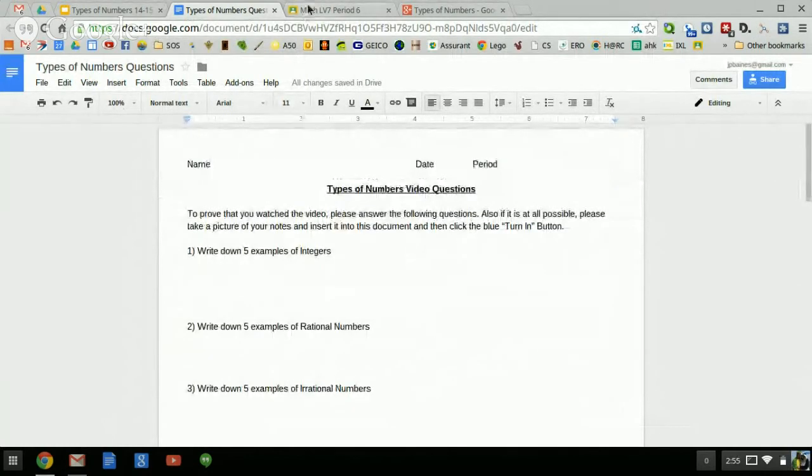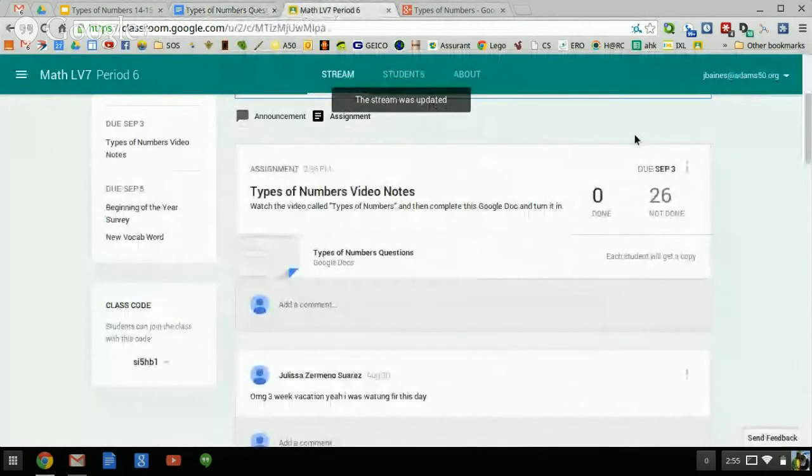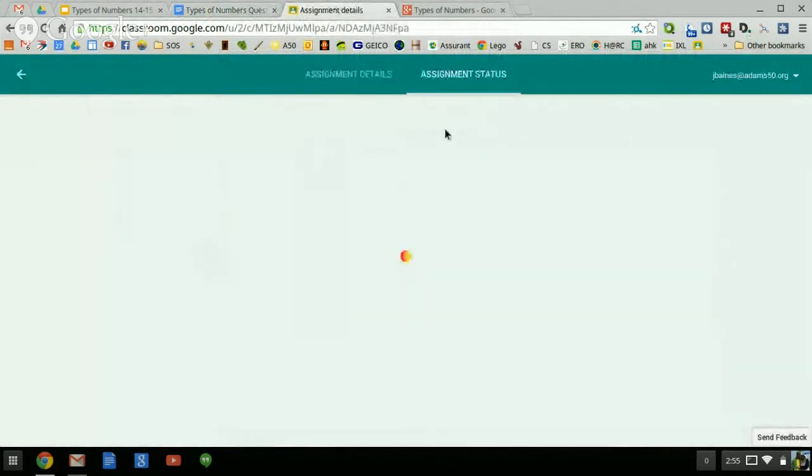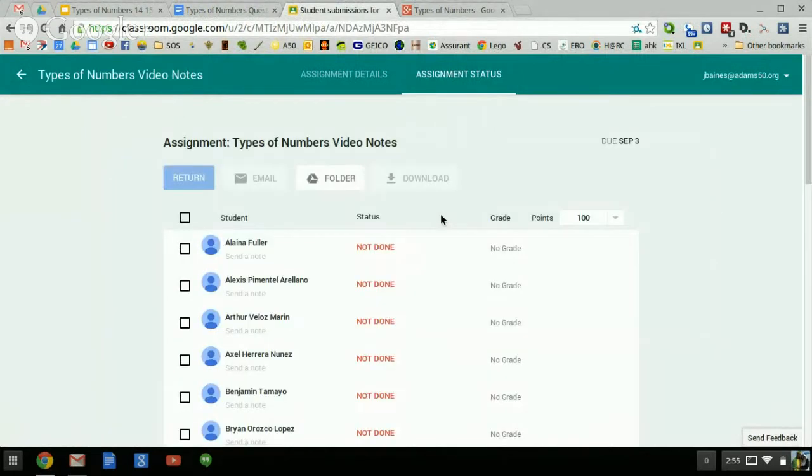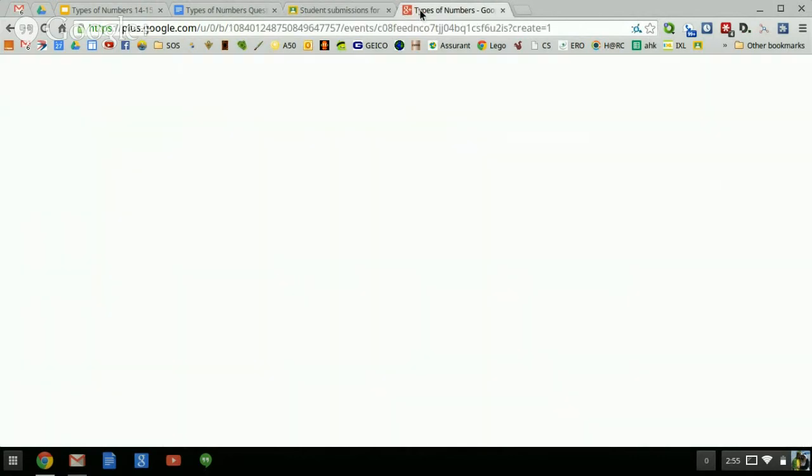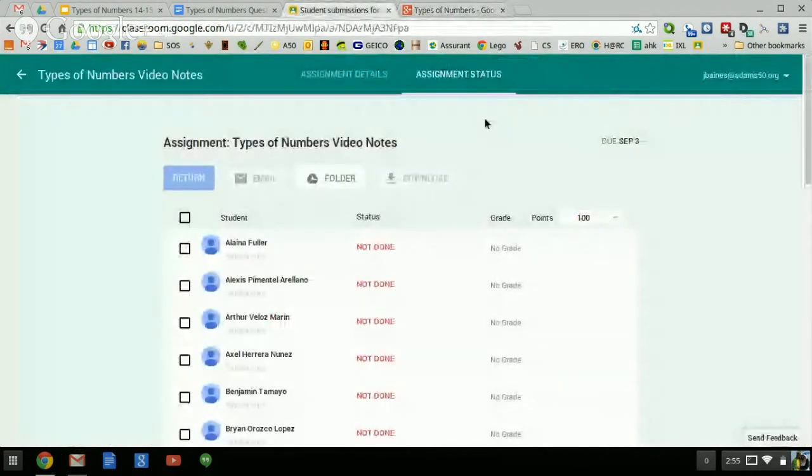After you're finished with that, go back to here and click on the assignment. You won't see what I see here. You'll see a blue turn-in button. I believe it's about right here. Click that blue turn-in button, and I will receive it, and it'll say done on my screen. That's all that you need to do.